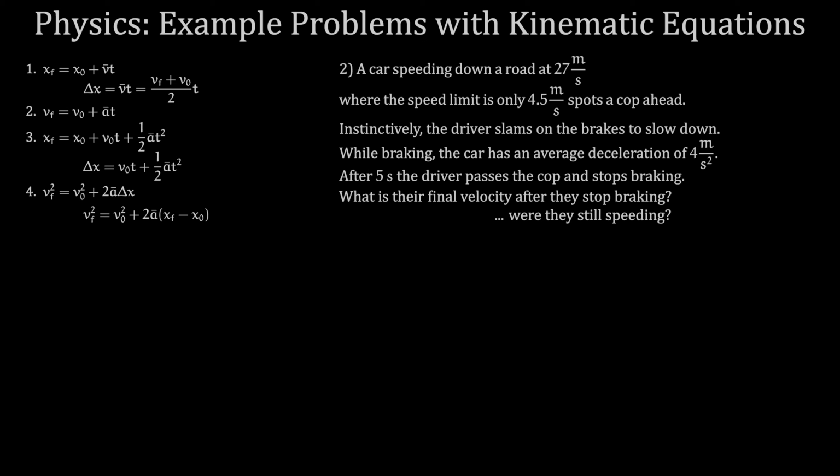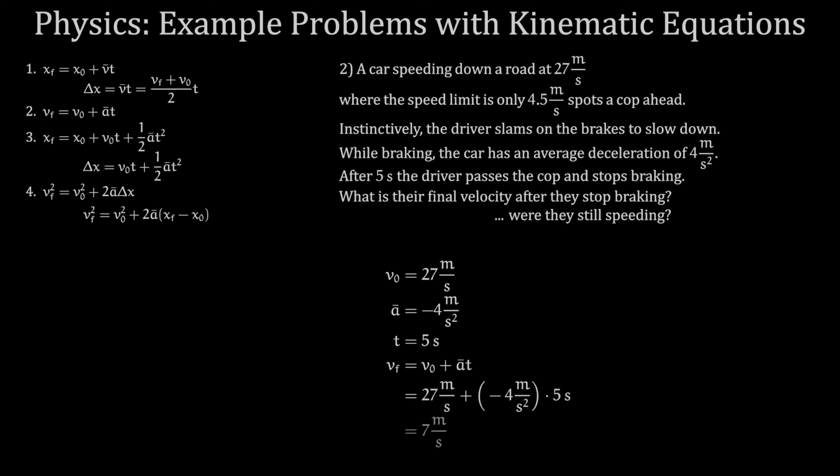Welcome back. To solve this problem, we can use the second kinematic equation. We are given an initial velocity, an average acceleration, and a duration of time for the acceleration, so we can use these to find the final velocity. Plugging these in, we have to be careful with the acceleration term. We are told it's a deceleration, so if we make our initial velocity a positive value, a deceleration means our acceleration term has to be negative. With that, we get a final velocity of 7 meters per second.